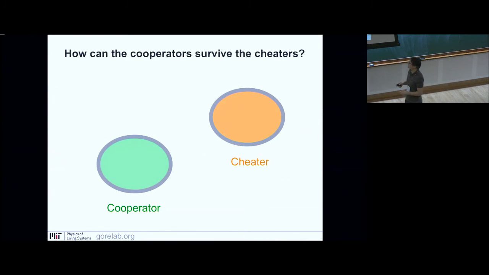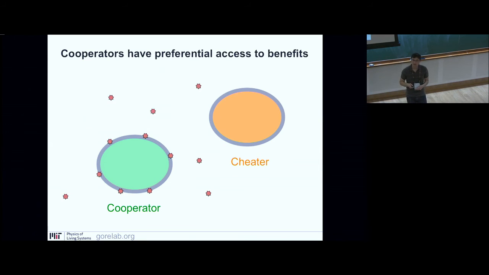Basically what's happening here is what I was hinting at before, that there's preferential access. The cooperators make that enzyme and secrete it out, but some of the enzyme gets stuck in the cell wall. And so what that means is that at the end of the day, some of the sugar is broken down close to the cooperator. So the cooperator has this preferential access. We see this here as well as in a bunch of other systems.